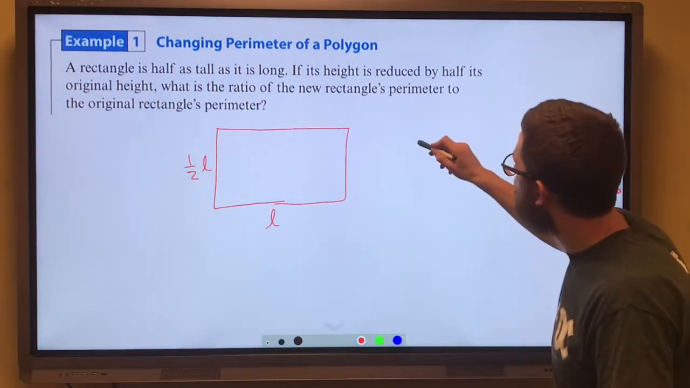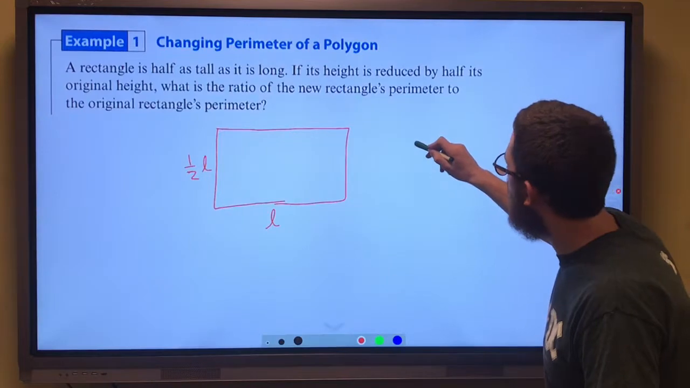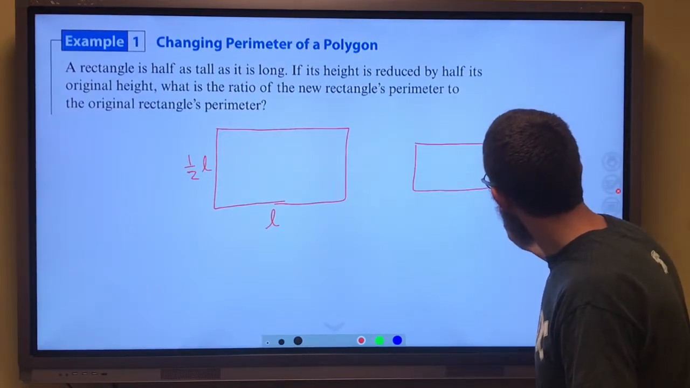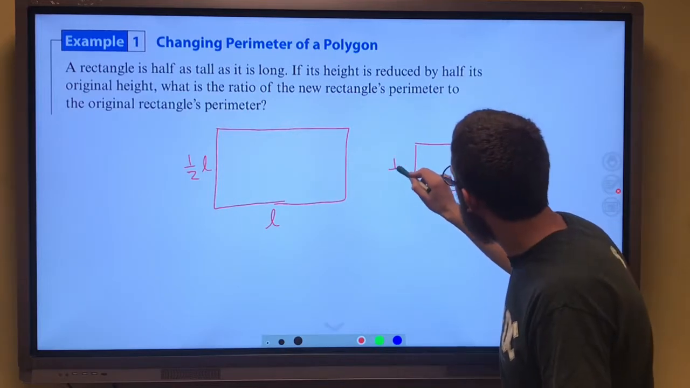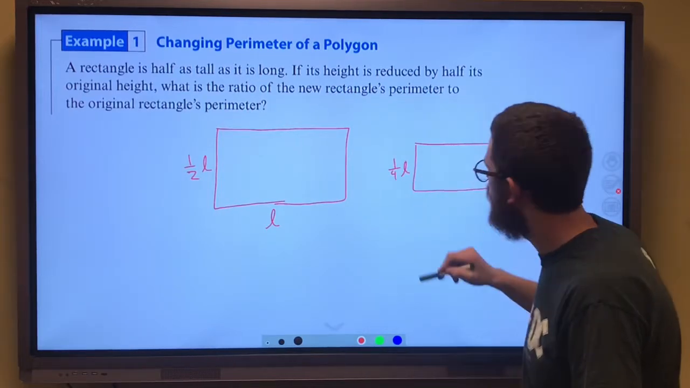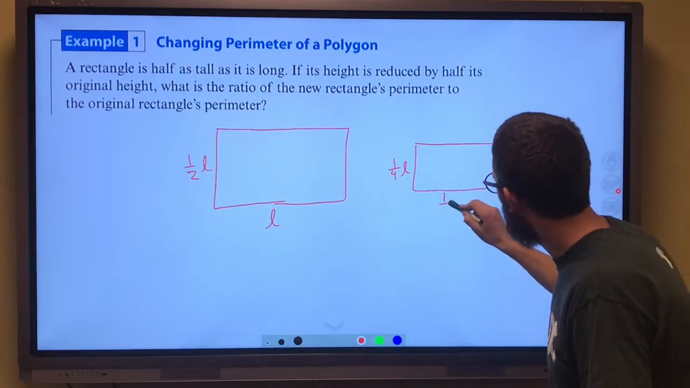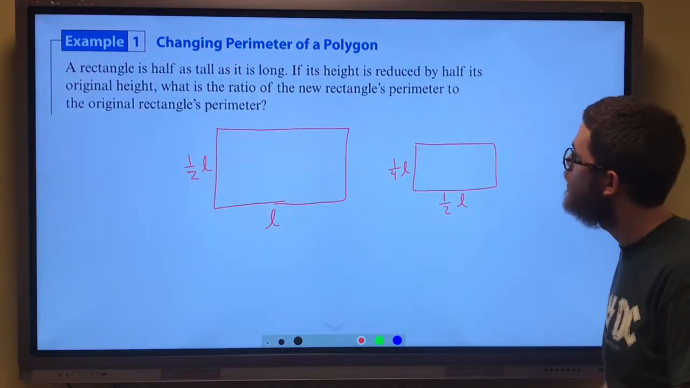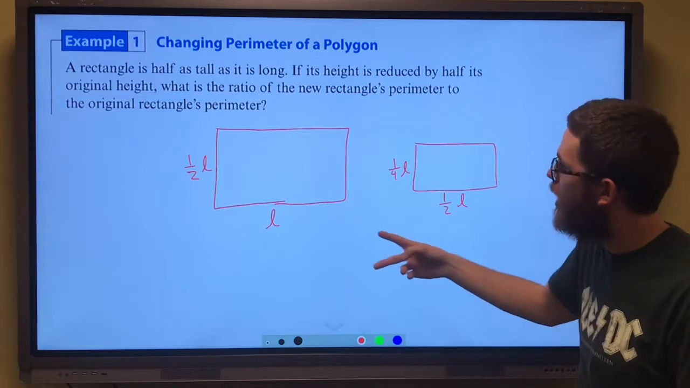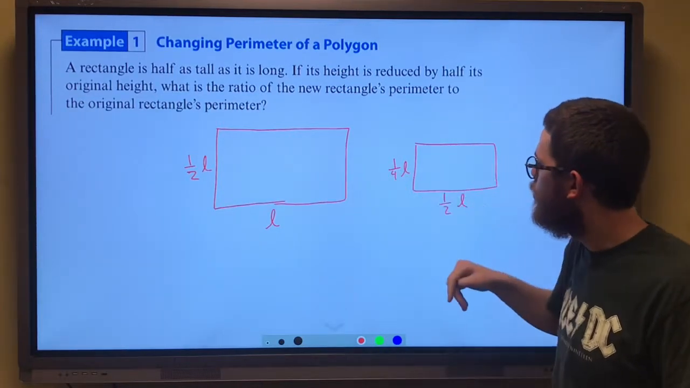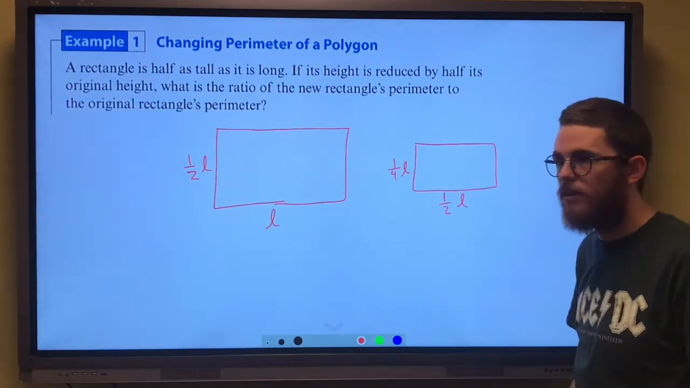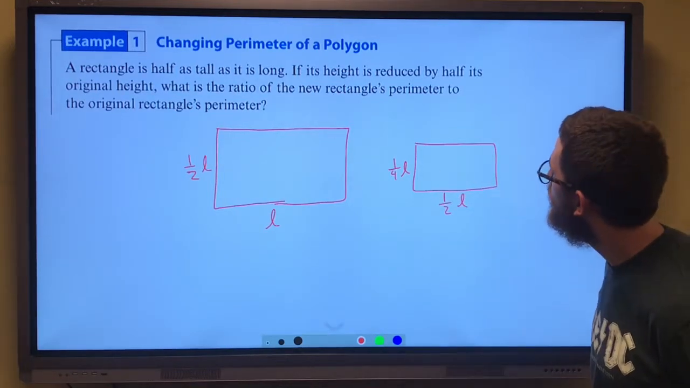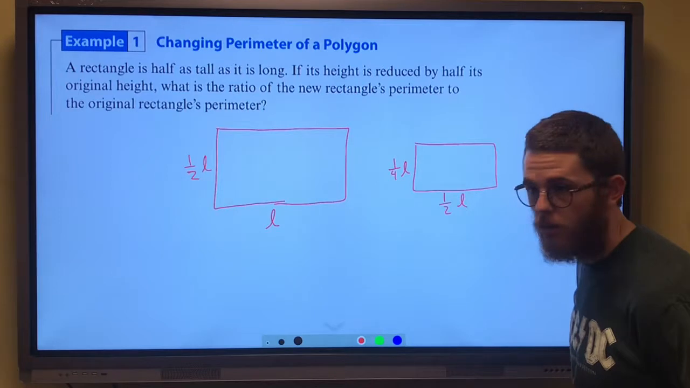Okay, well, if its height is reduced by half, so now that means this would be a fourth of the original length, and this side would have to be half its original length. See that? Its height is reduced by half, so now that's a fourth, and that's always going to be half the length there, so this is the new one here. What is the ratio of the new rectangle's perimeter to the original rectangle's perimeter?